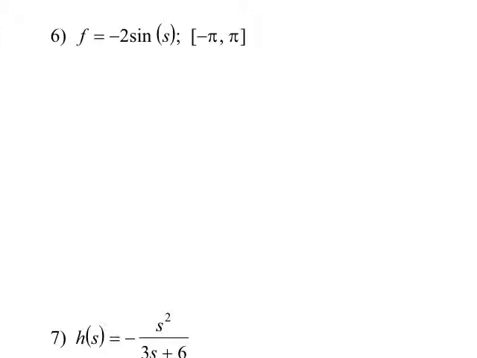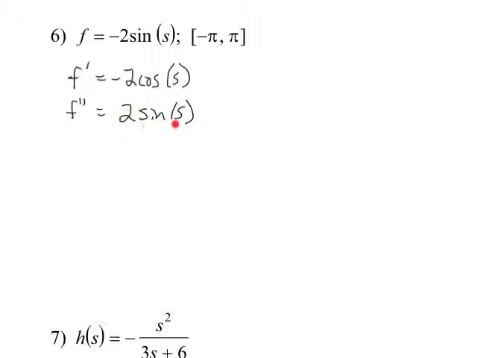So, for problem 6, we have f prime is going to be negative 2 cosine of s, and then f double prime is going to be 2 sine of s. And we ask ourselves about discontinuities. This is continuous everywhere, so we're good.